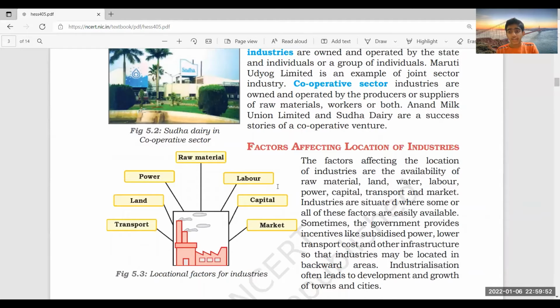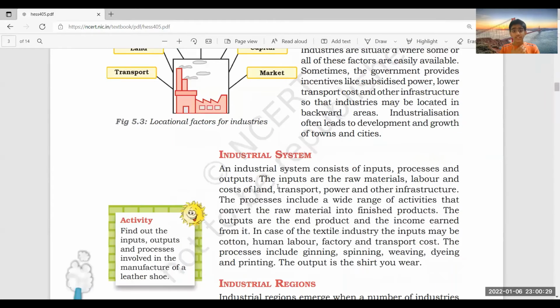Now, factors affecting location of industries. We have many factors here. Raw material, of course, plays a key role. Labor is required. Capital means money is required. Market is required, you have to do marketing so that your goods will be sold. Power is required, as we discussed in the minerals and power resources chapter. Land is required, as we discussed in the agriculture chapter. Transport is very much required, because we have to transport things from place to place, raw materials to the industry, so transportation should be easy.